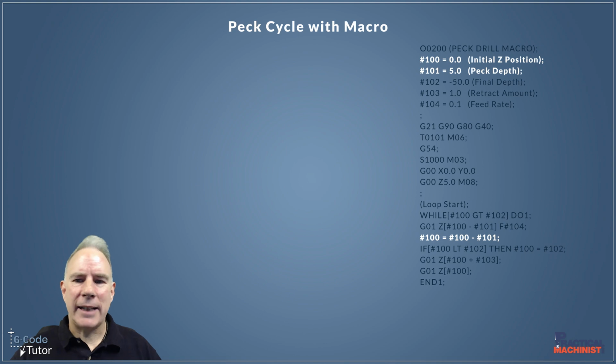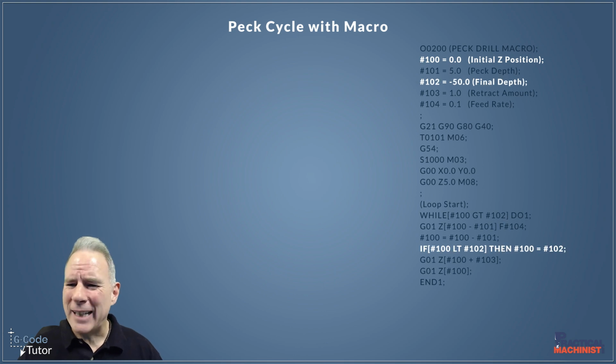The next line takes our variable 100 and minuses our Peck depth from it. So it calculates how deep the tool point is at this point. Now, because our variable 100 is changed, we can now use that in an if statement and say if that's less than 102, our final depth, then our variable 100 should equal our final depth. So that means if we're pecking and this comes out at 51 millimeters, it corrects that and says it can't go any deeper than 50 millimeters. So that's what this is doing. It's stopping us going too deep.